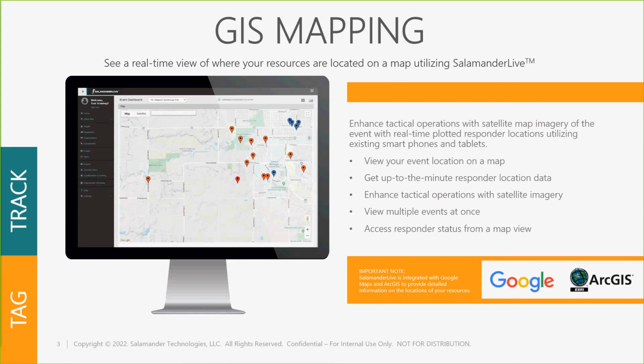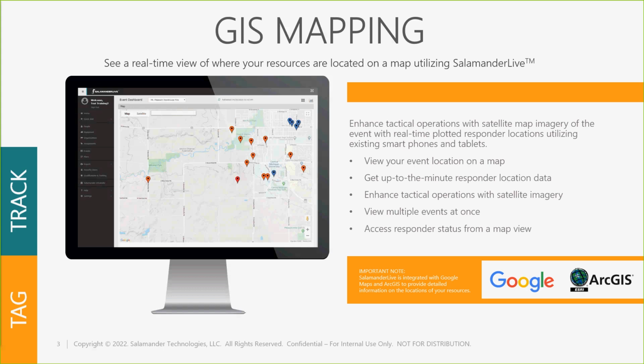So how the GIS Map works is that when a Track app user creates or joins an event, it sends its GPS location to Salamander Live. Salamander Live will then pin their location onto the GIS Map, which can be found on the event dashboard. Each Track app pin is going to provide information such as the user's name, their position, their organization, their contact information, and their USNG, which is the U.S. National Grid coordinates.